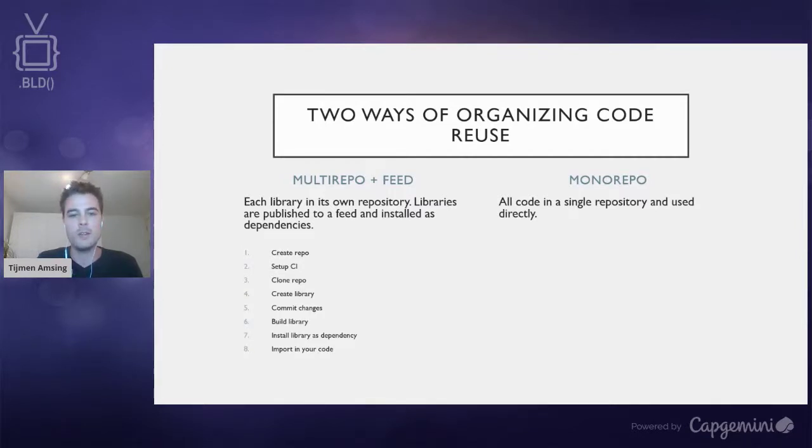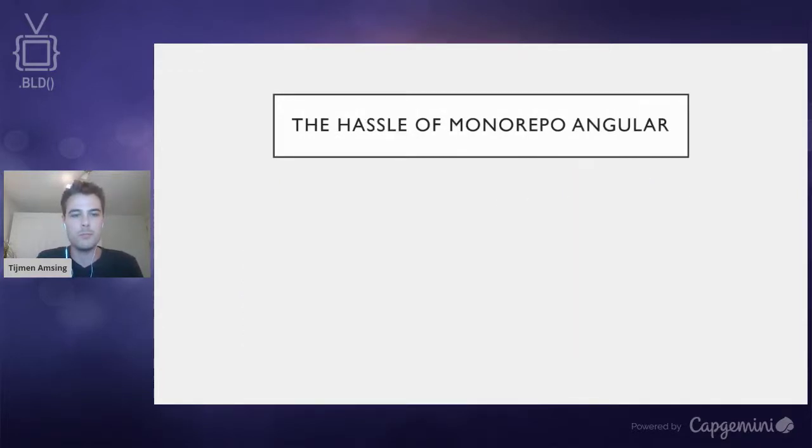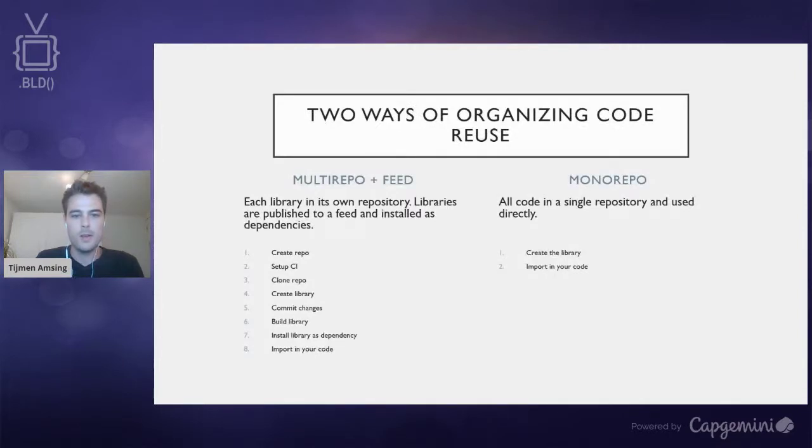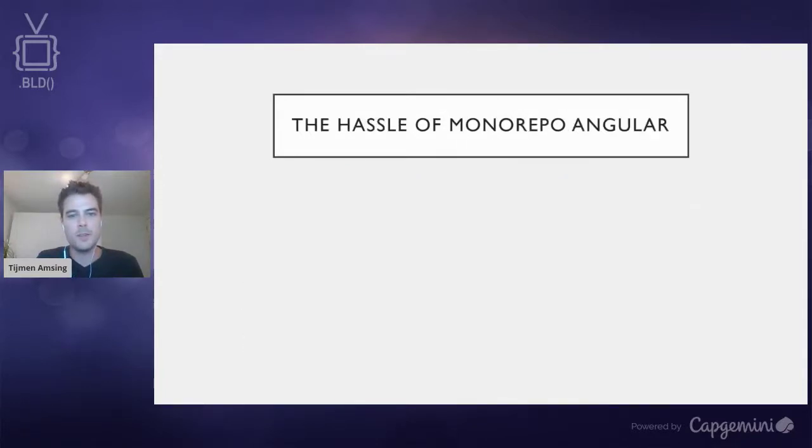Whereas with monorepo, all code is located in a single repository. So it's very easy to create and use shared code. All you have to do is create a library, and then you can import it in your code. And another benefit is that you can also commit changes to multiple projects at once. But the downsides are that there's lots of code and config in one place, and without the proper tooling, the CI becomes pretty complex. So that brings me to the next slide.